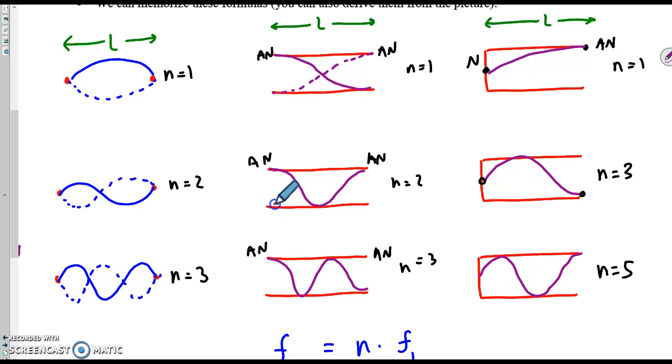And we can sketch out the other extreme for each of these. Always remembering that for pipes, we're dealing with longitudinal waves. We just like to represent those longitudinal waves with sine curves.